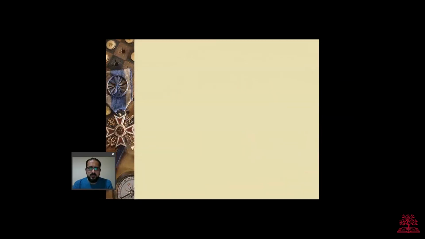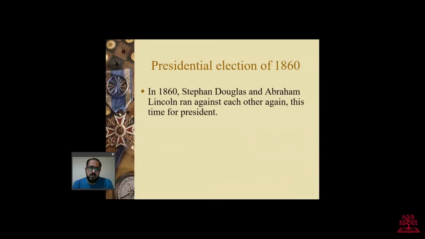Now, we're going to start with the presidential election of 1860, which is about the election of Abraham Lincoln. So in 1860, Stephen Douglas and Abraham Lincoln ran against each other again, this time for president. Douglas was the most important candidate running against Lincoln. And Lincoln had become well known from his debates about slavery.